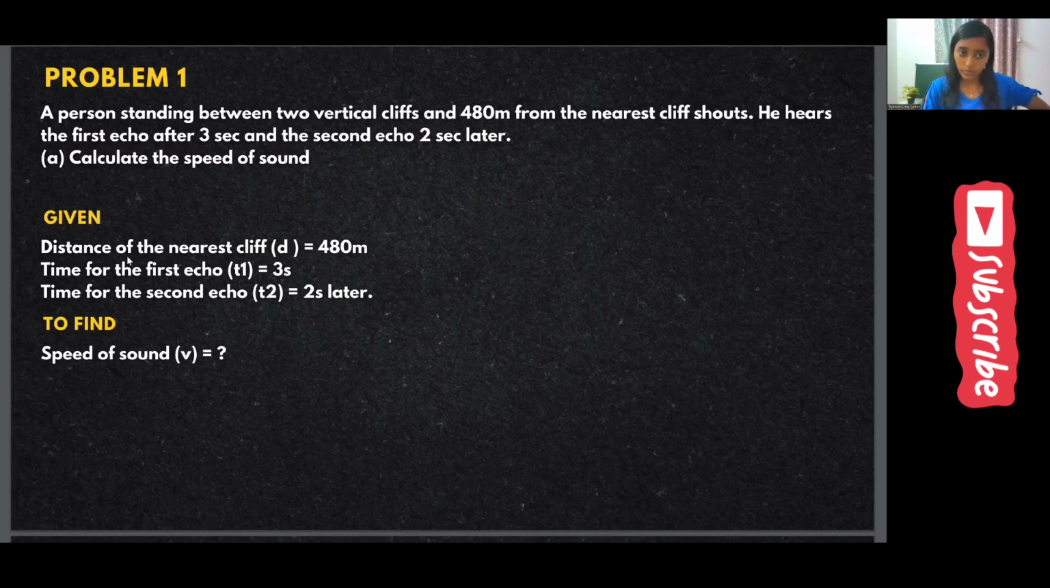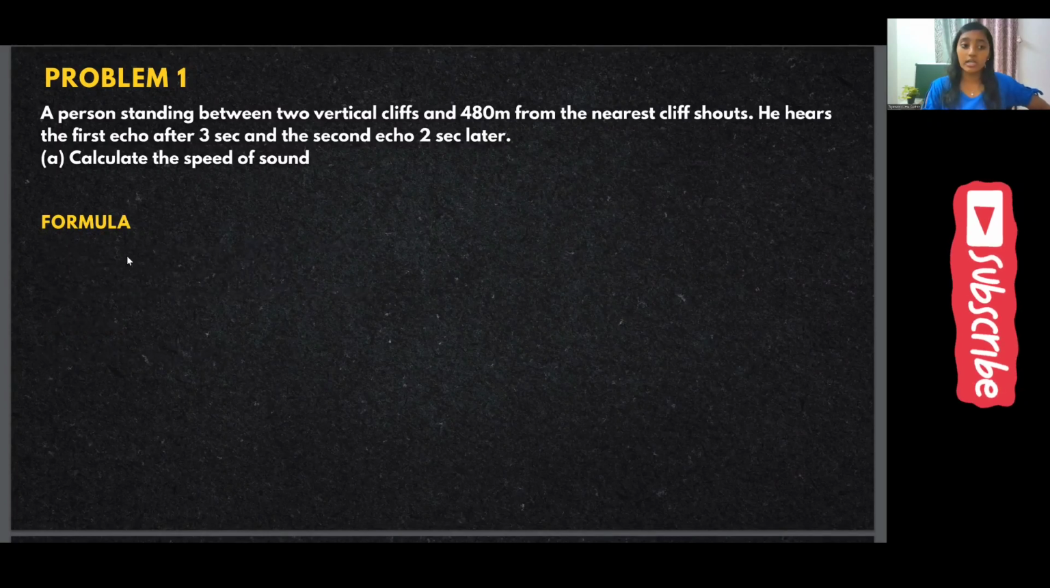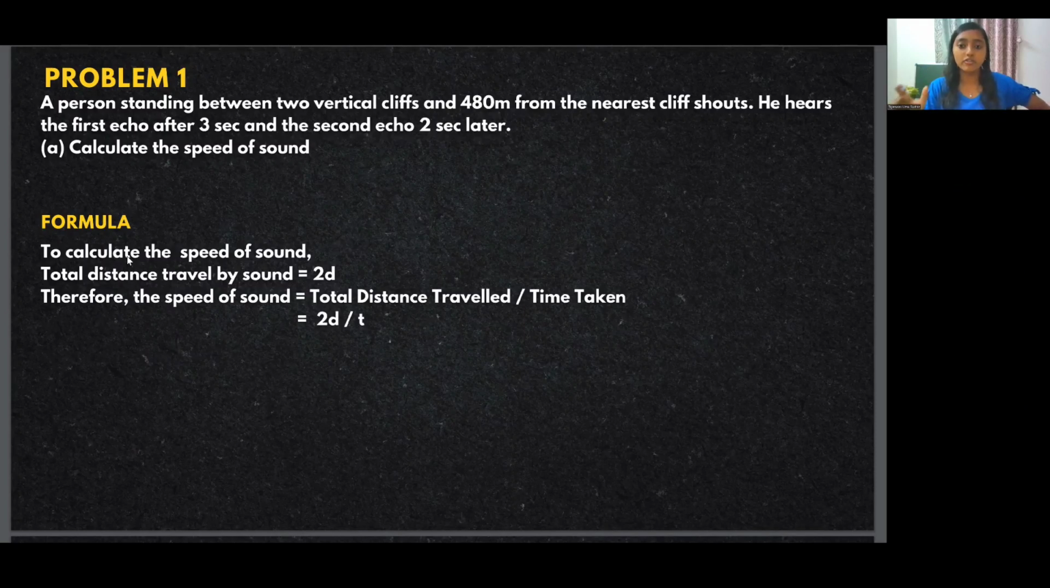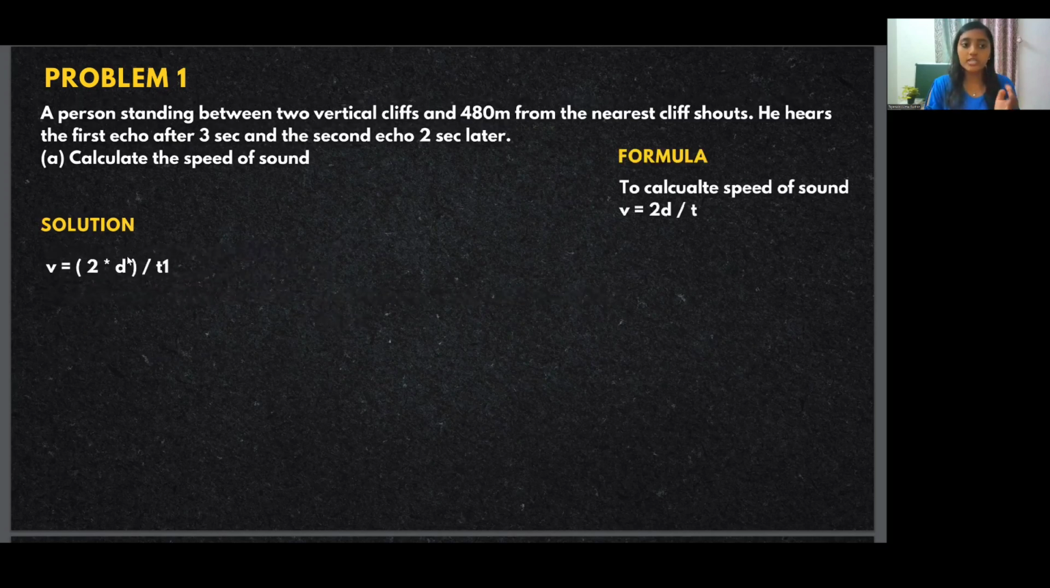So to find the speed of sound V, the formula is what you need to be collecting right now. It is the total distance traveled by sound, which is 2d, divided by the time taken. So the speed formula is 2d by t, distance by time, because when the person is shouting, the sound has to go to the obstacle and come back. So V is equal to 2 into D by T1, which is 2 into 480 meters by 3 seconds, which is 960 by 3, which is 320 meters per second.